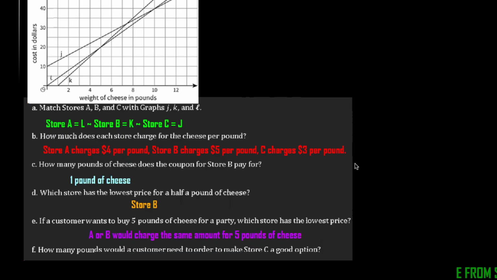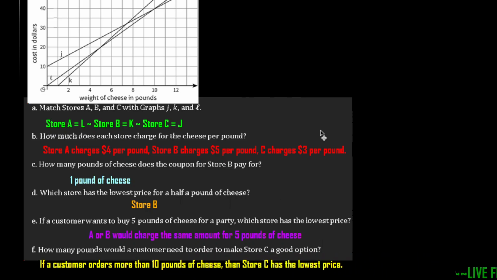And for that last part, it says how many pounds would a customer need in order to make store C a good option. Then it says if a customer orders more than 10 pounds of cheese, store C is the lowest option. And that makes sense because if you look at this point on the graph where 10 is, we're going to look at that line J. It's saying that line J is going to be lower than the other ones that we have.